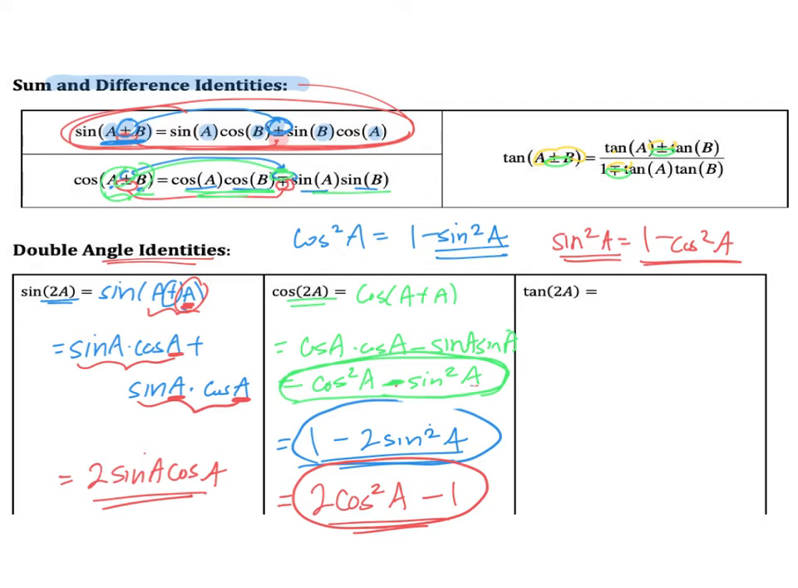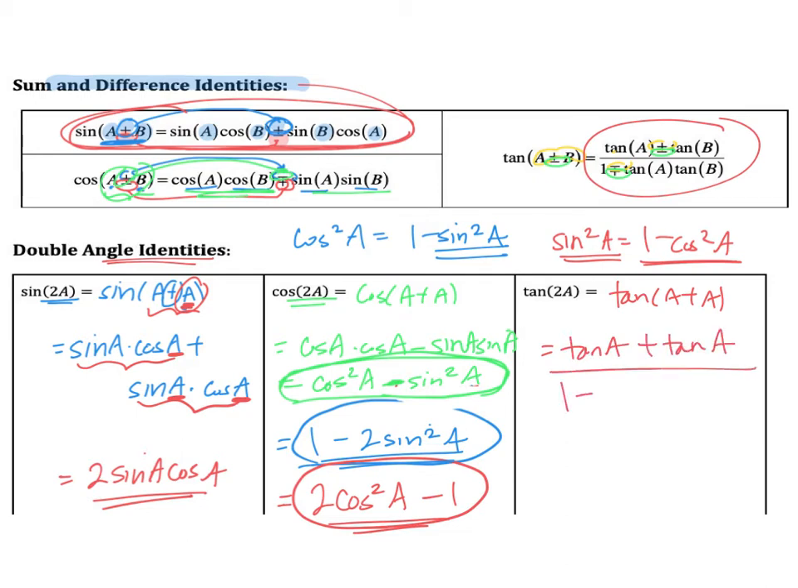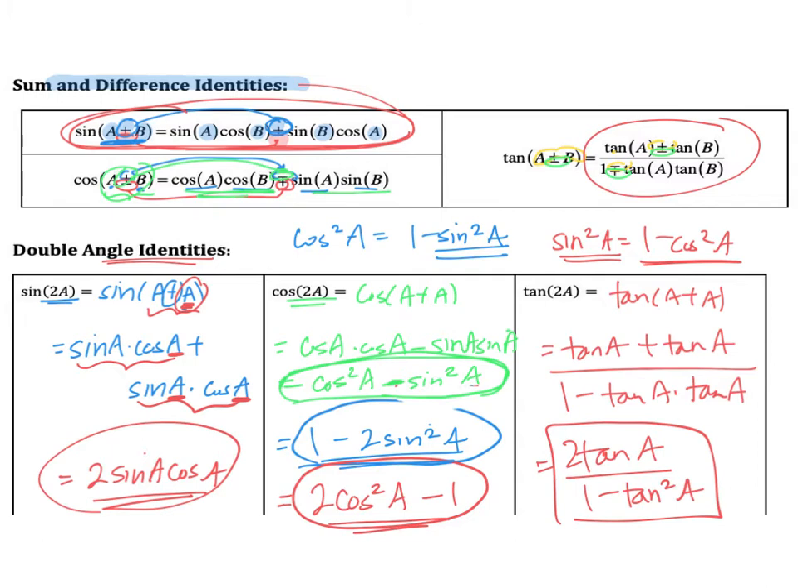All right, and then we have finally our tangent of 2a. So tangent of 2a, we're just going to substitute in A's everywhere up here, because that's tangent of a plus a. So that's going to be tangent of a plus tangent of a divided by 1 minus tangent of a times tangent of a. So if I simplify that, I'm going to get 2 tangent of a divided by 1 minus tan squared a. So I have my double angle identities. We're going to use those. Any problems coming up?